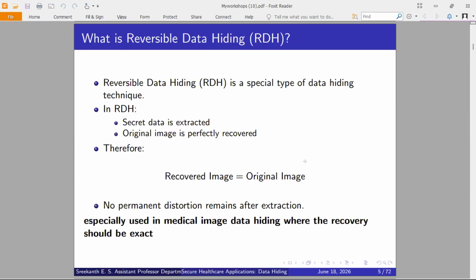It is a special type of data hiding, because we have already heard about steganography. Steganography is an art, a superset of this field, where we are hiding the data, so there is no requirement of maintenance or management of the cover. Here it is required. So no permanent distortion remains after extraction. That is the main requirement of our reversible data hiding.